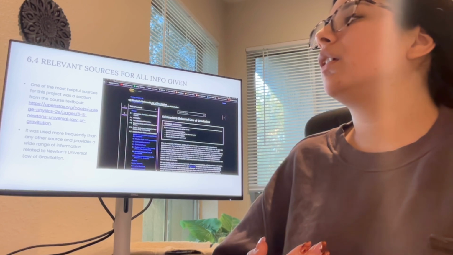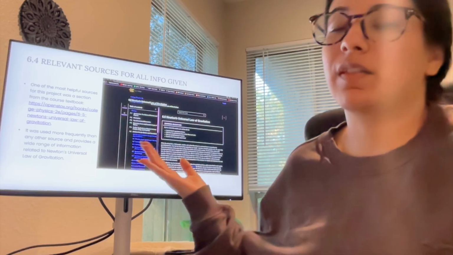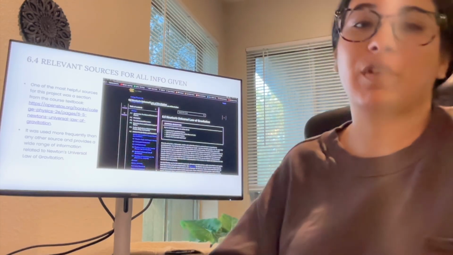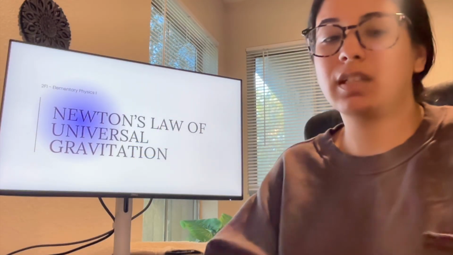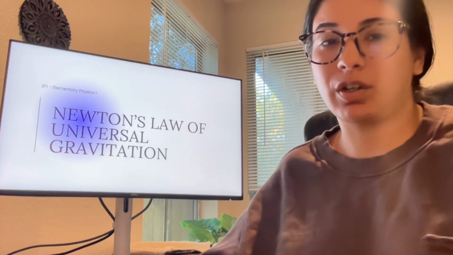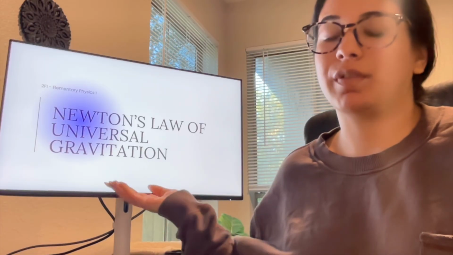And just using a reliable source like this physics textbook made the information more accurate. And that is the end of my presentation on the original poem I created for Newton's law of universal gravitation.